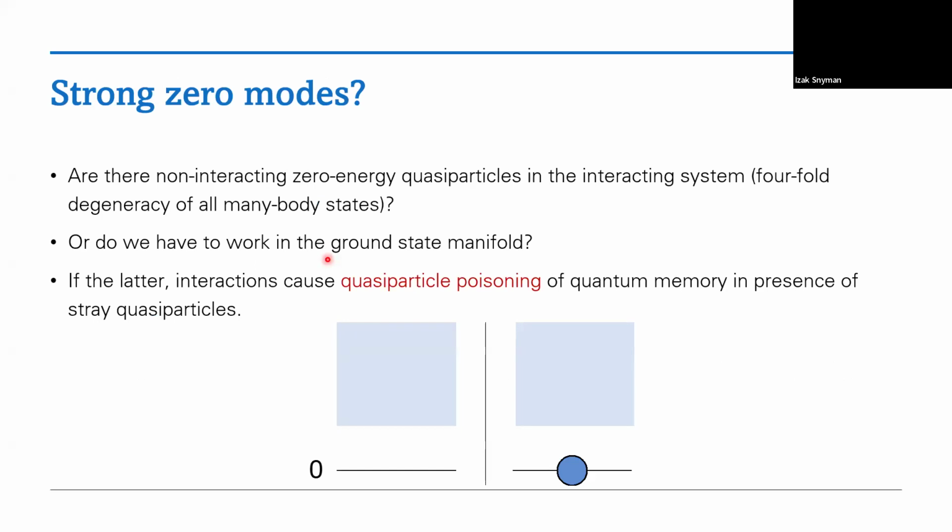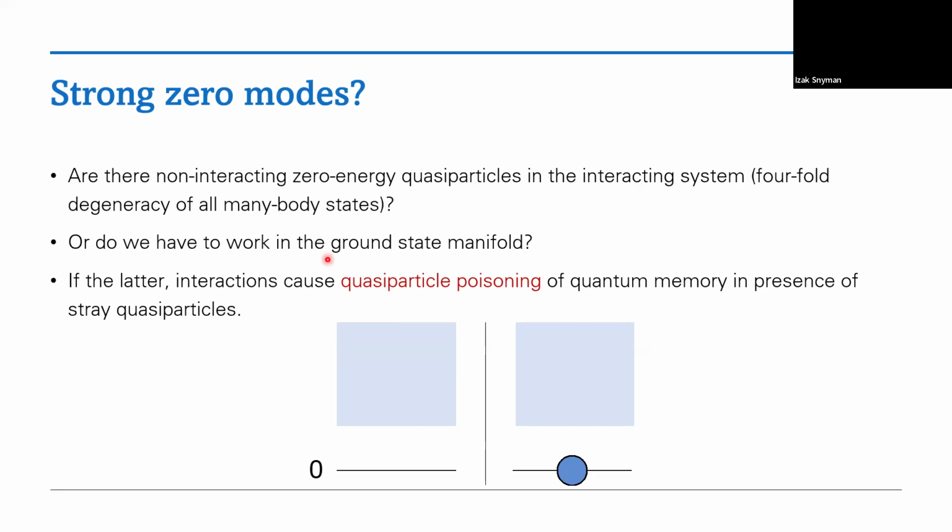Now the question is, are there still non-interacting zero-energy quasiparticles in the system? So is there still fourfold degeneracy of all many-body states? Or, if we want to do quantum information processing, are we compelled to work in the ground state manifold? If that is the case, then what's called quasiparticle poisoning could become a problem.